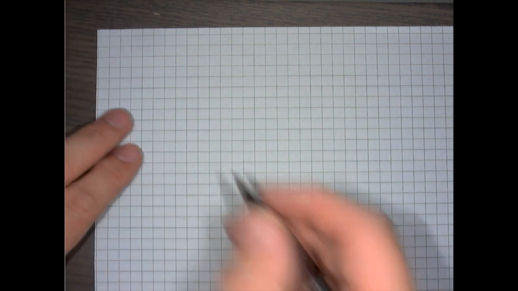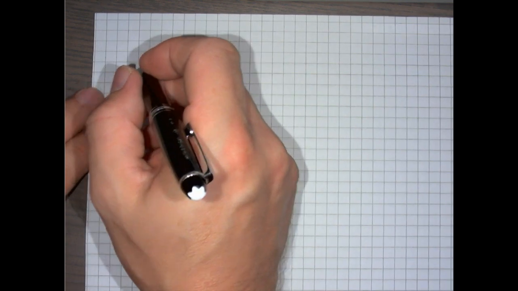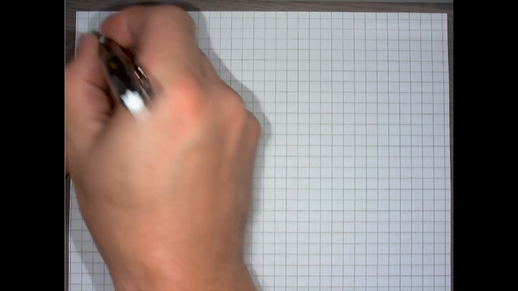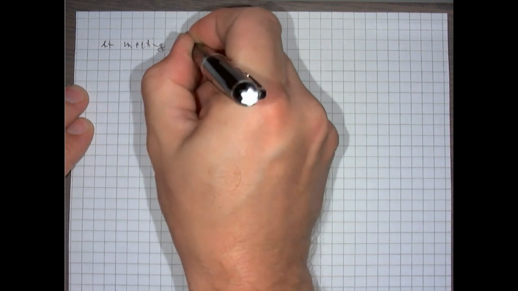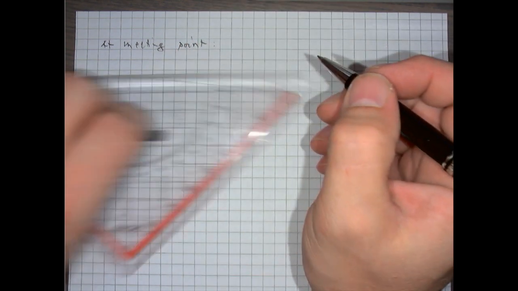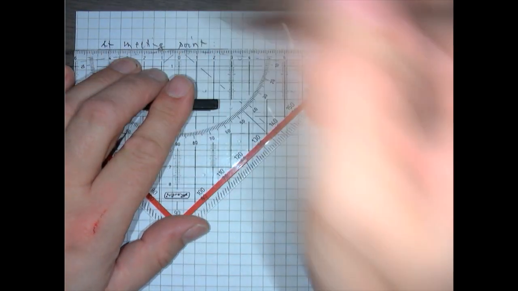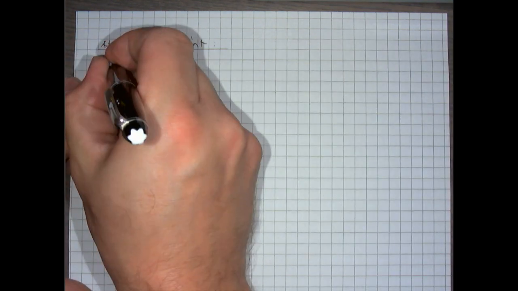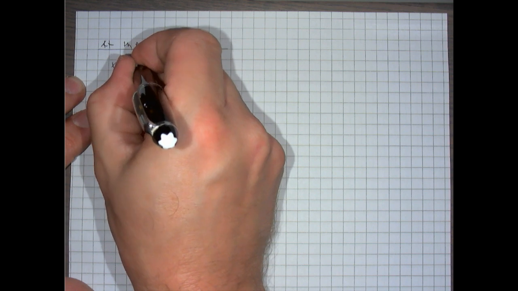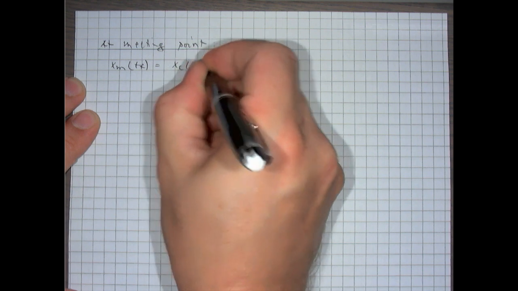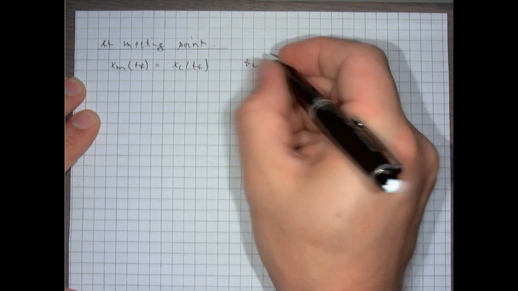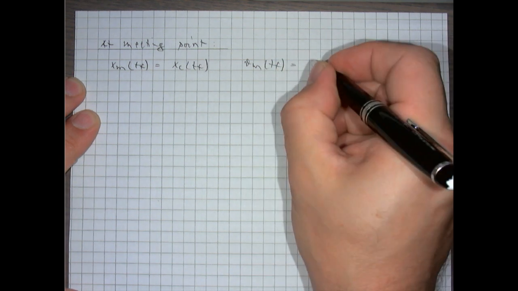So let's now formulate quantitatively these conditions here. At the meeting point we have xm of tf equals xc of tf, and we have the velocity of the motorcycle at time tf equals 2v0.